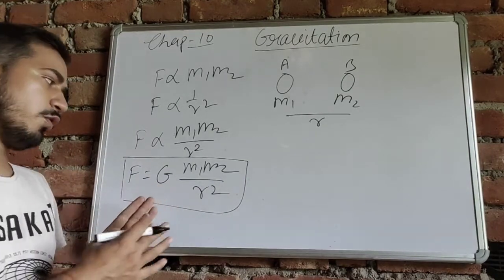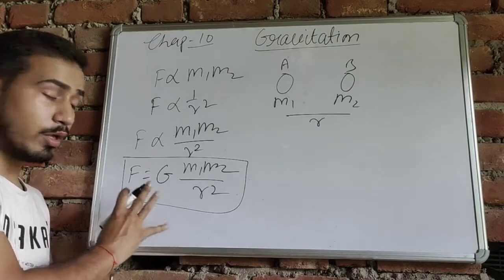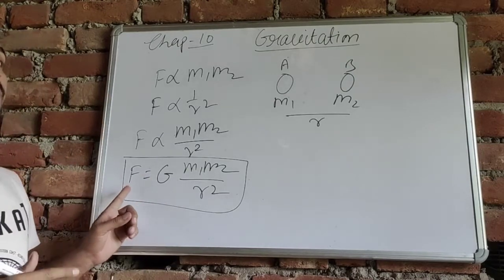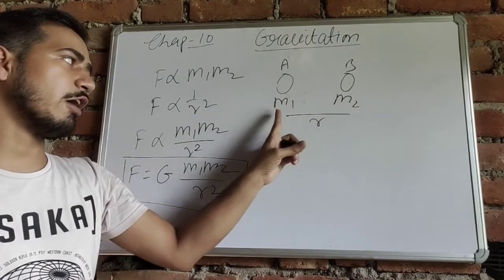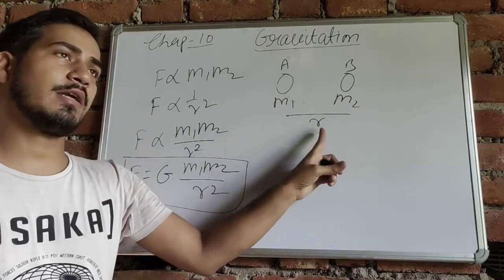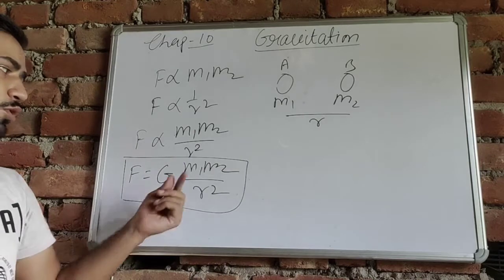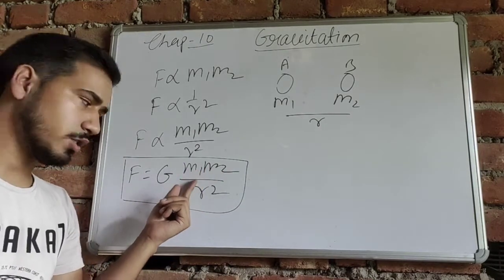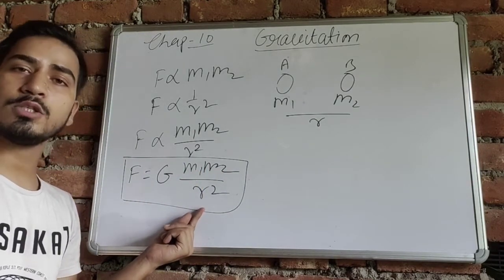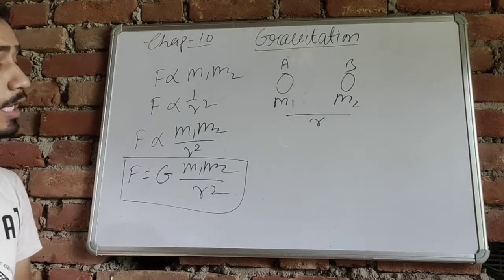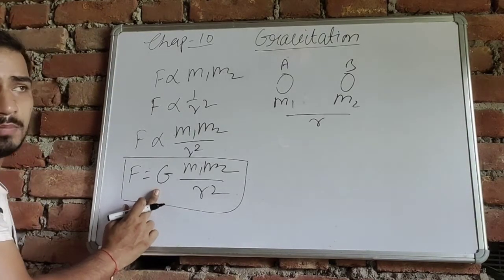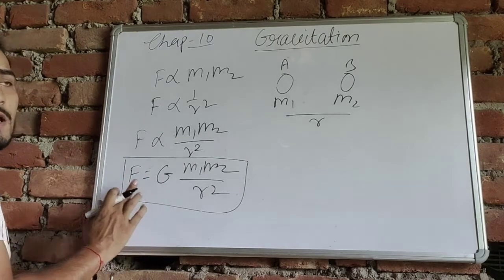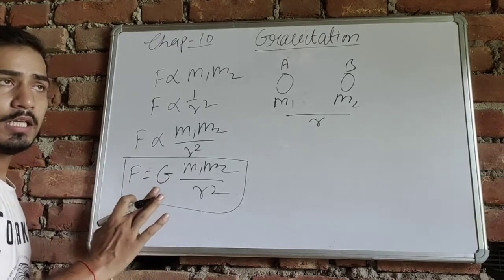So if you state this universal law of gravitation, then simply you can say the force of attraction between any two material objects of masses m1 and m2 separated by r is directly proportional to the product of their masses and inversely proportional to the square of the distance of separation between the masses. Here this G is a universal constant. It means its value is not going to change anywhere in the universe.